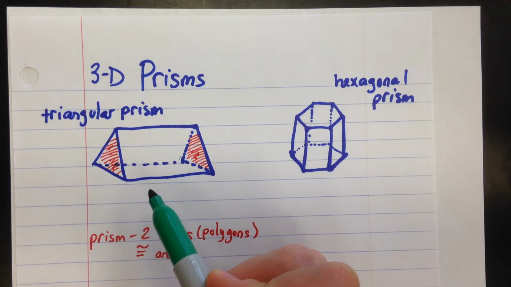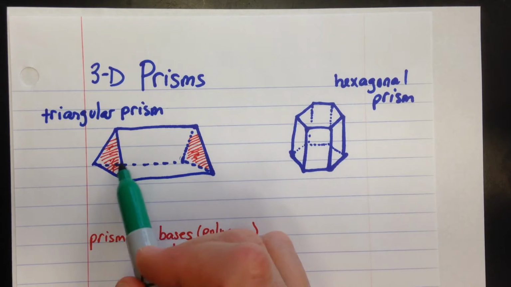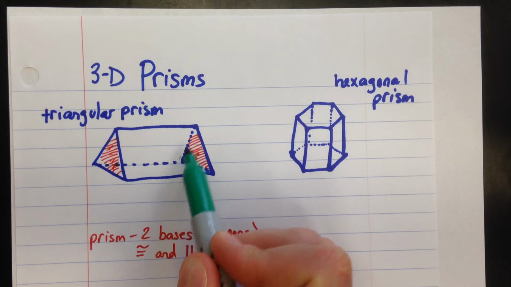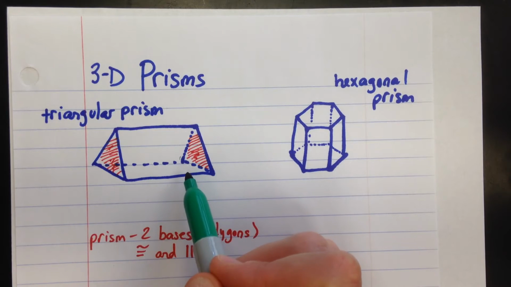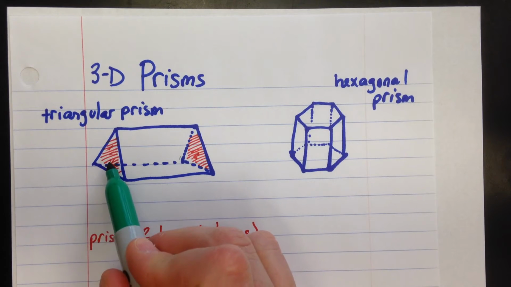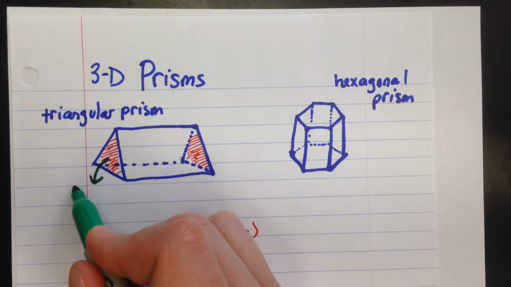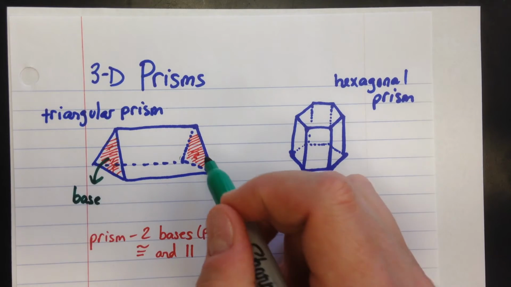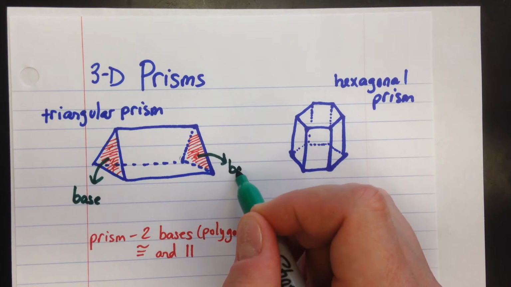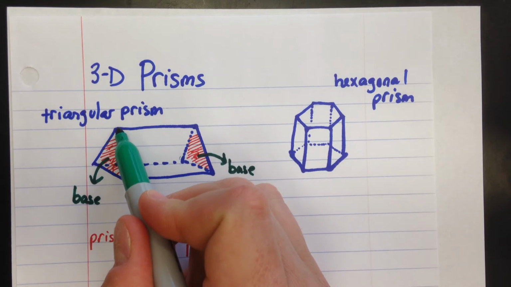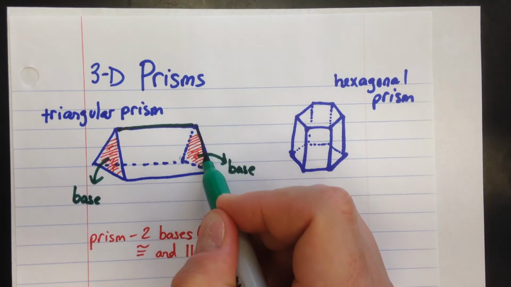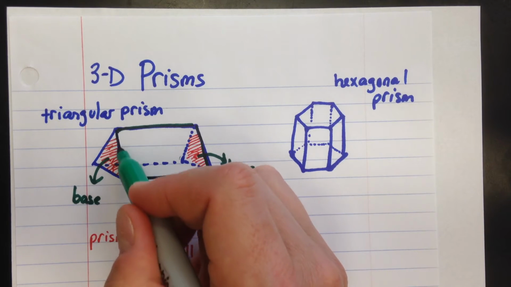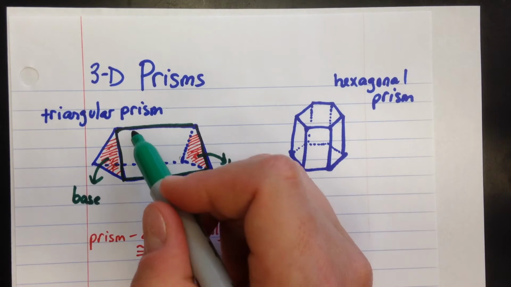So what happens here, you've got this prism. Now the dotted line represents the area that you technically can't see. It's the back or the side. So you know it's there, but you can't see it. The 2 bases, in this case, are triangles. So that's a base, that's a base. Well, what about the rectangles? Each of the rectangles is called a lateral face.